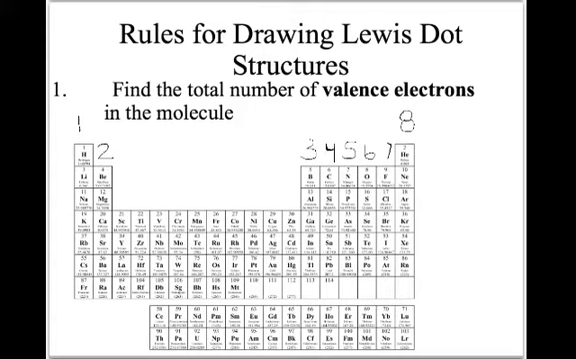So if we want to draw a Lewis dot structure for the molecule CF4, the first thing that we want to do is figure out how many valence electrons are in this molecule. So carbon has 4 valence electrons, and each fluorine atom has 7 valence electrons. So since there are 4 of them, there's a total of 28 valence electrons from the fluorine. So altogether, the CF4 molecule will have 32 valence electrons.